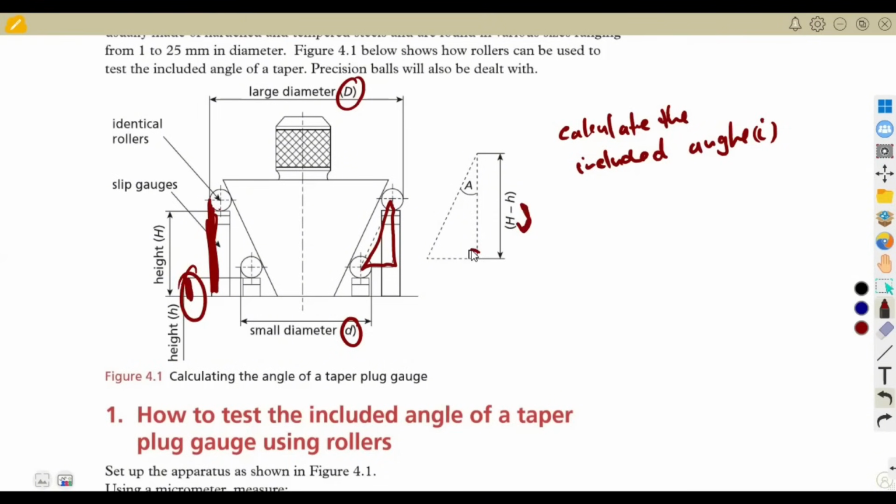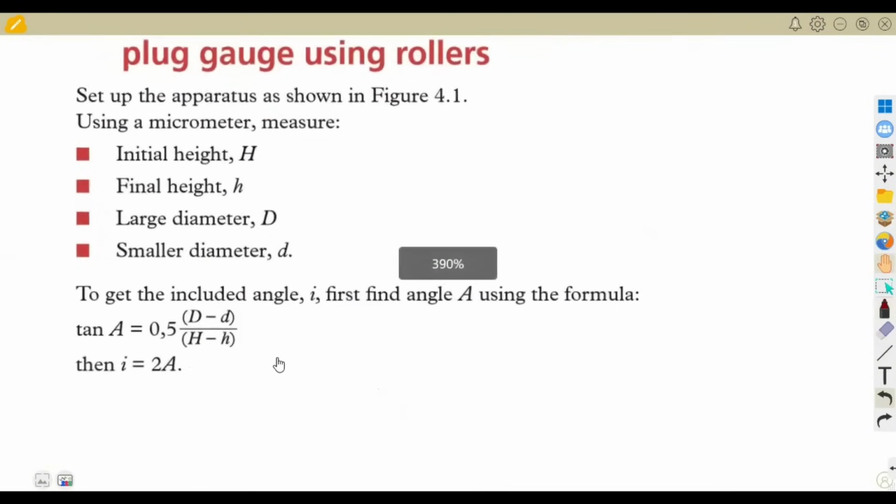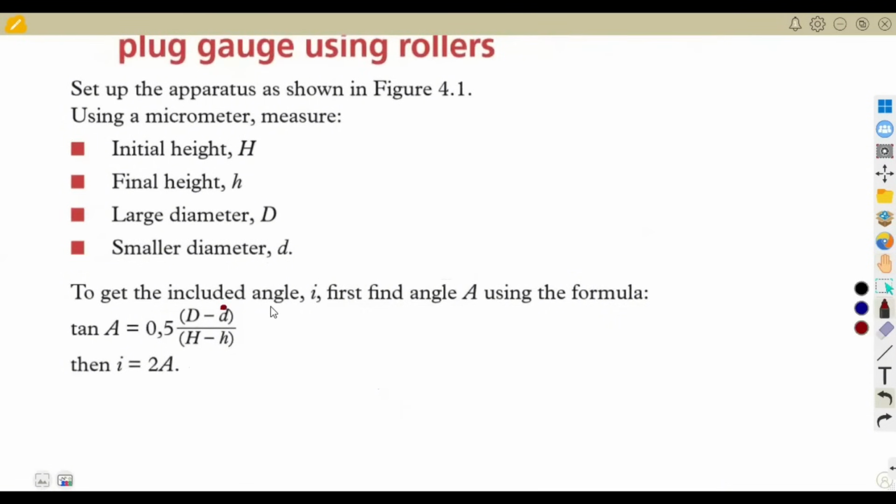So as you can see, guys, we are on a right angle triangle. On a right angle triangle, we can use the properties of a right angle triangle to find whatever we want from this part. So with this diameter and this smaller diameter that we have, and this height, we can find the angle A and use it to calculate what is referred to as the included angle, where the included angle is twice angle A. That is 2 times the angle A. So this is the formula that you're going to need to calculate the included angle. First, you have to calculate angle A using the formula.